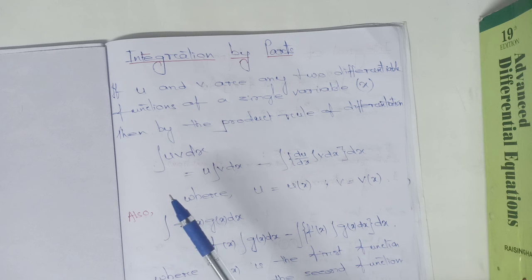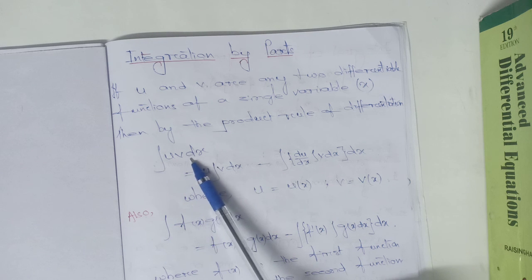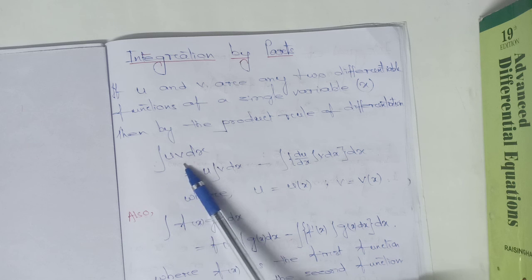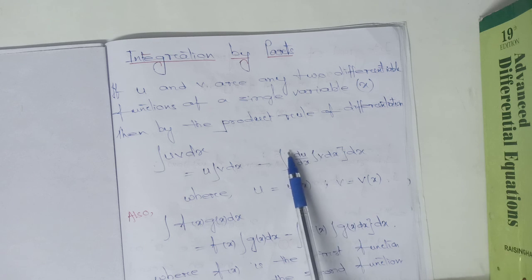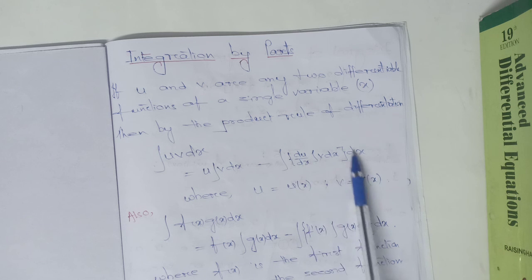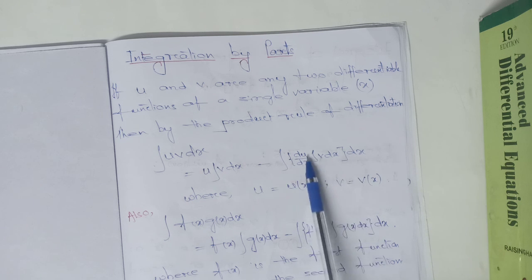You can see that here u and v are the product, and the integration of u v dx, where u and v are functions of x. So its integration is u into the integration of v dx, minus the integration of du by dx, the differentiation of the first function u, into again the integration of the second function v dx, into the whole dx. This part we have to integrate again, where u equals u(x) and v equals v(x).